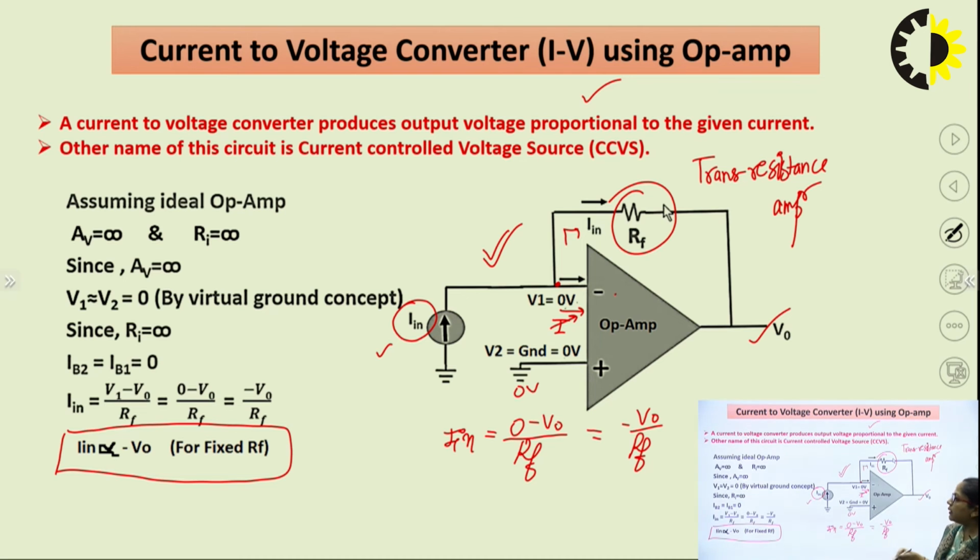Or what other name can we give to this circuit? Here we have voltage as an output. So we can call this circuit a current controlled voltage source. So the third name of the circuit is current controlled voltage source. What is the function of this I to V converter? It is to convert the input current into its equivalent amount of output voltage. We can call the circuit a transresistance amplifier, or a current controlled voltage source.